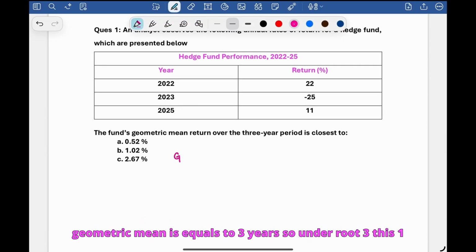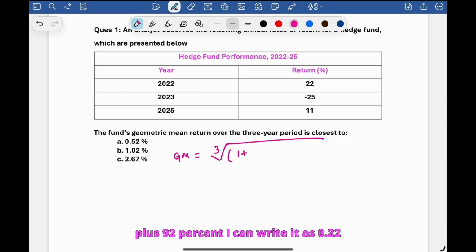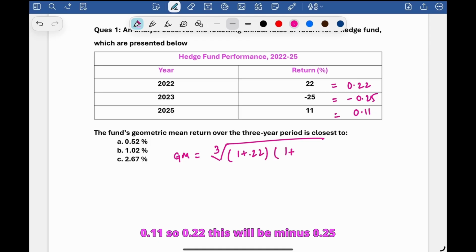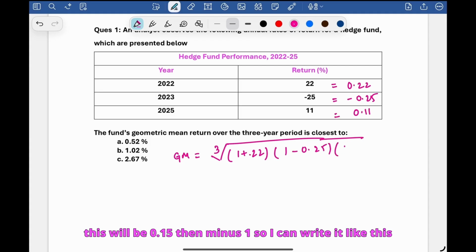Geometric mean is equal to the cube root of 1 plus 22%, which I'll write as 0.22, 1 minus 25%, written as minus 0.25, and 1 plus 11%, written as 0.11, then minus 1.